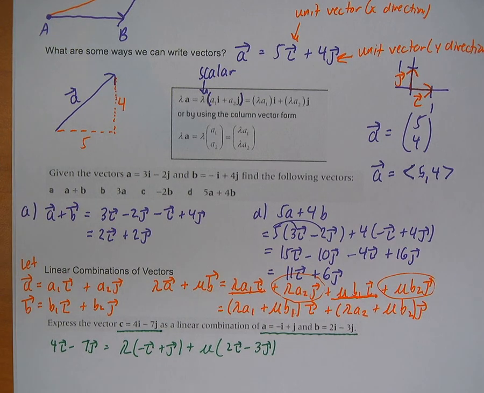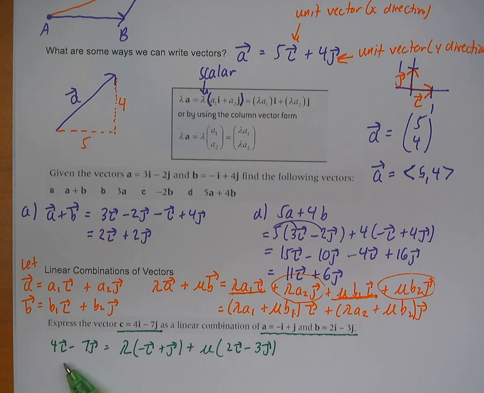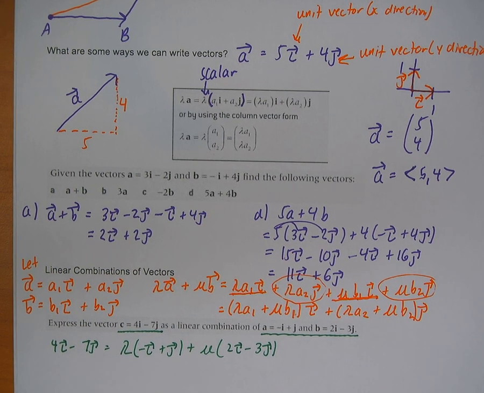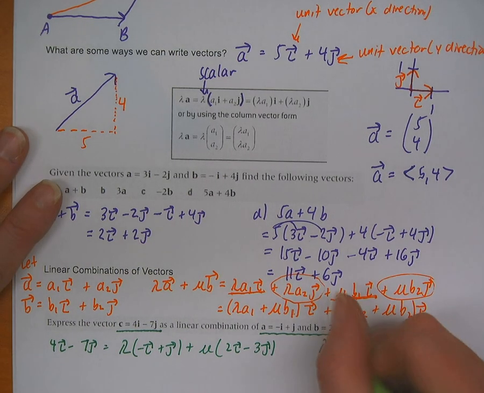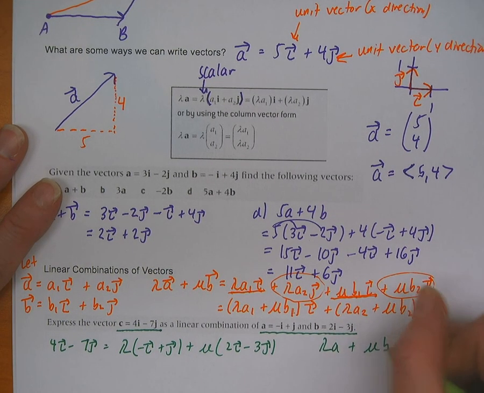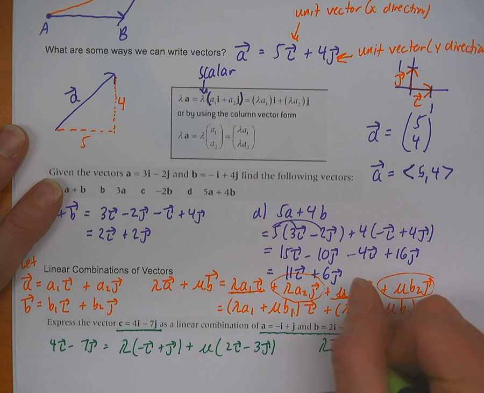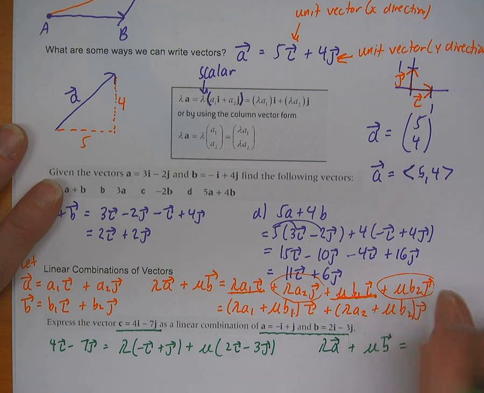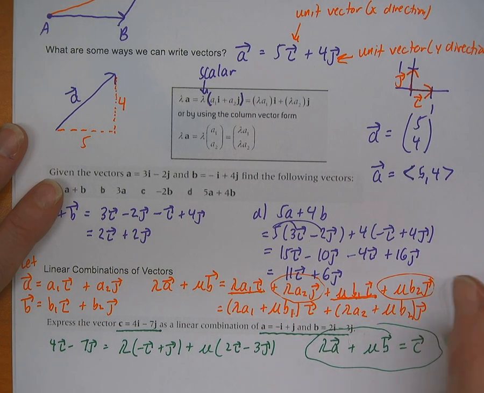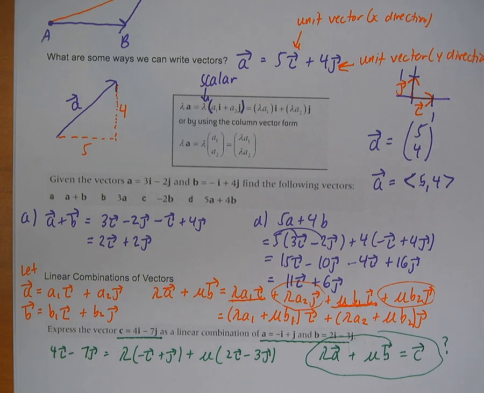And so now what we need to do is figure out how we can do that. What scalars would I need to use for each of these vectors to get the result I need? That's what we're figuring out here. So what would the number in front of the A have to be? And what would the number in front of the B have to be so that I have some A plus some B that when you put them together make C? That's what we're figuring out. What would lambda and mu be so that that can happen?